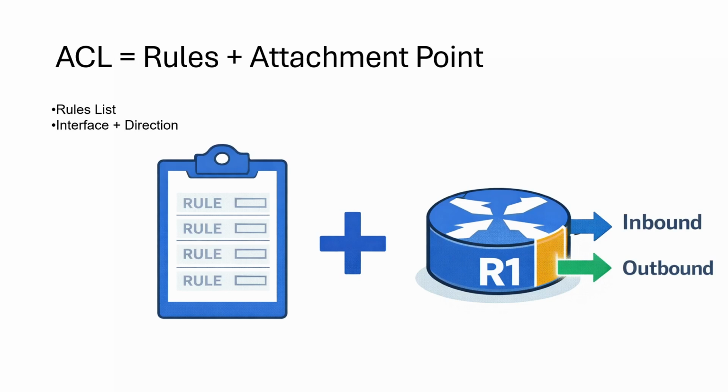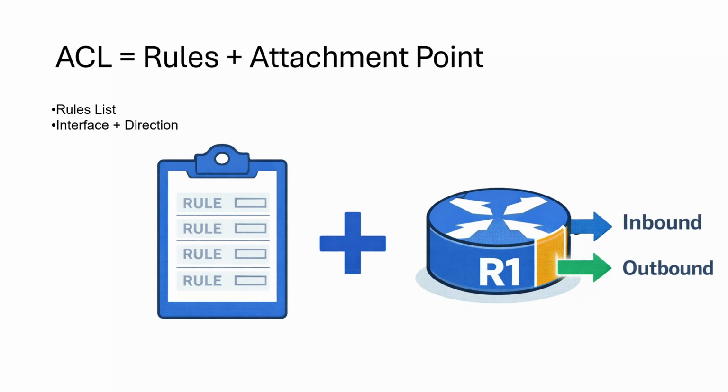So, Section A. What an ACL actually does. An ACL is a set of rules a router uses to decide, do I allow this packet or do I block it? That's it. It's not encryption, it's not a firewall in the modern sense, it's a traffic filter.